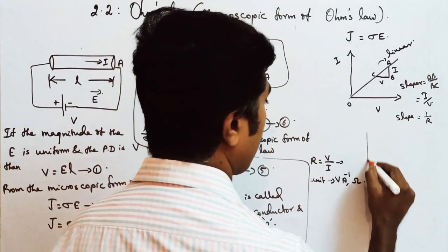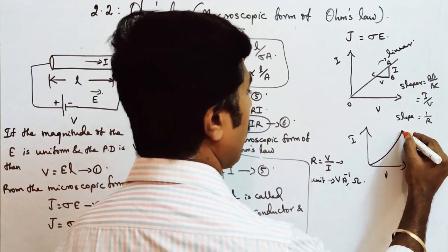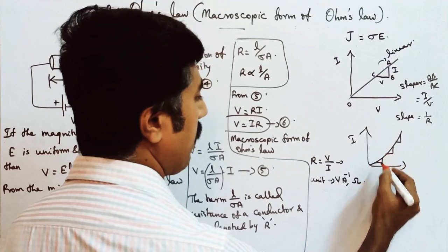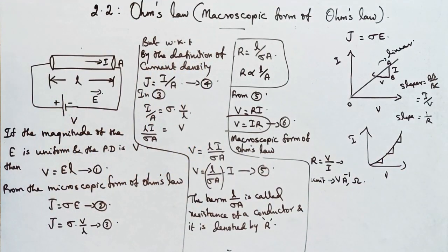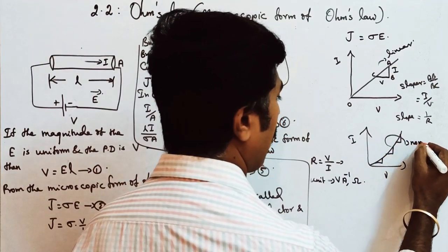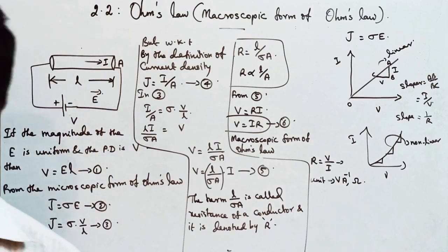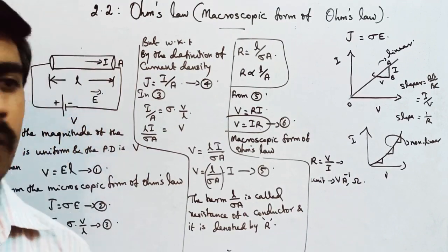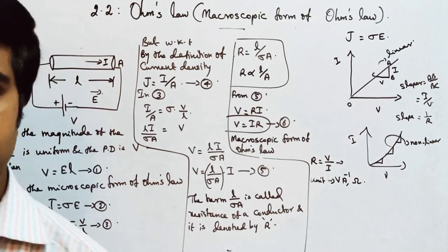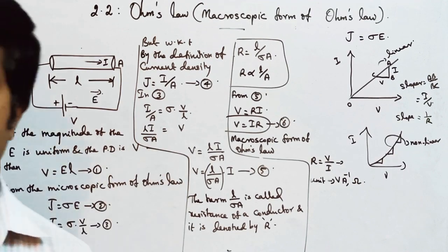Suppose you plot the voltage and current graph and you do not get a straight line, and the slope value changes at different places and is not the same everywhere. Then the equation is non linear, and it does not obey Ohm's law. So the character of such materials is non-ohmic. This is an important question, so study it well. Okay, thank you.